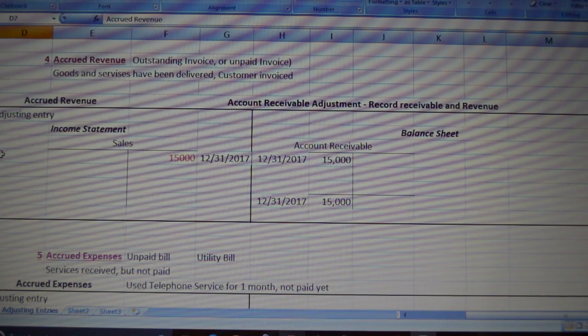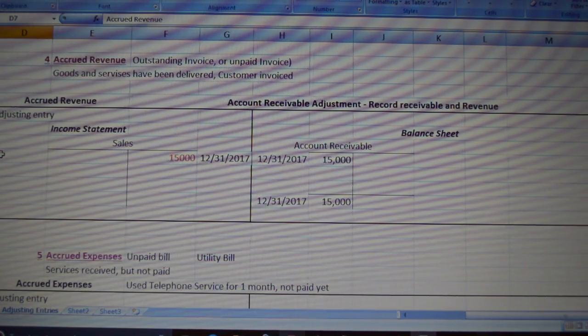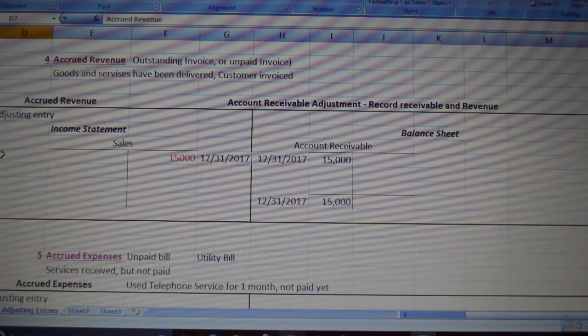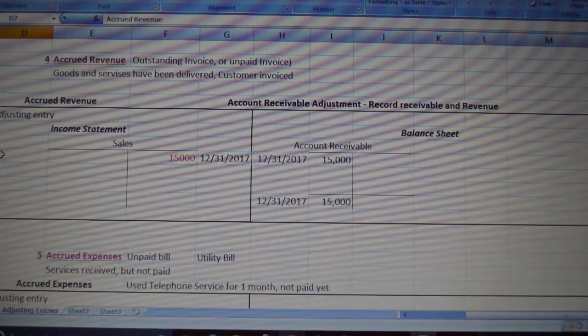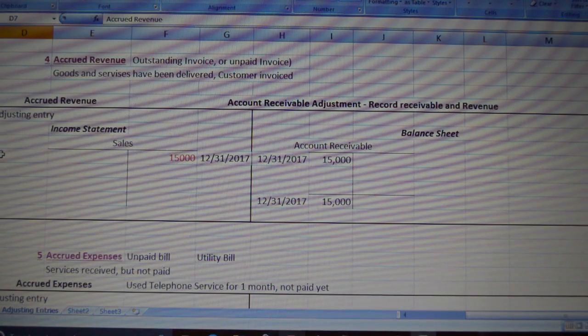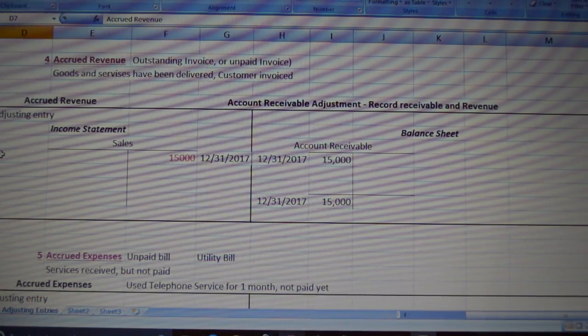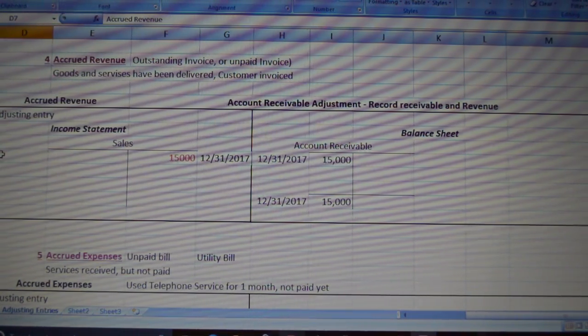Now the adjusting entry for this is done. The account receivable account is actually updated throughout the year, but if at the end of the year, during the last month, we find that there are some customers to whom we have provided the services or delivered the goods but we haven't billed them yet, we will make the adjusting entry at the end of the year to record our sales, to update our sales records.